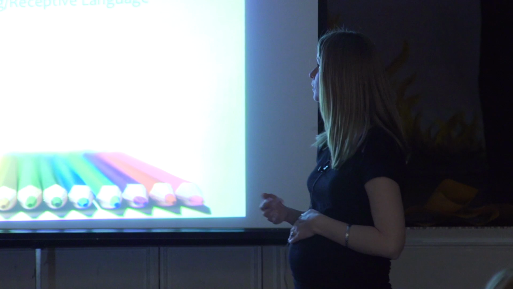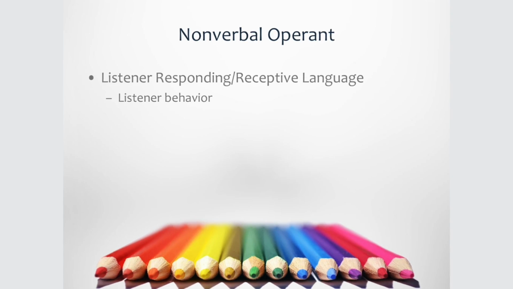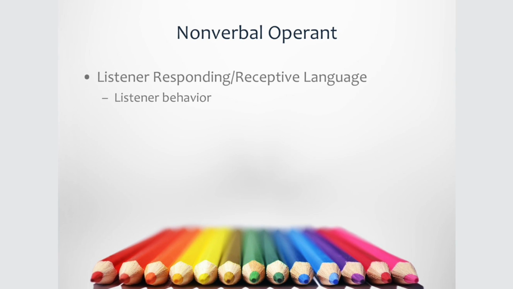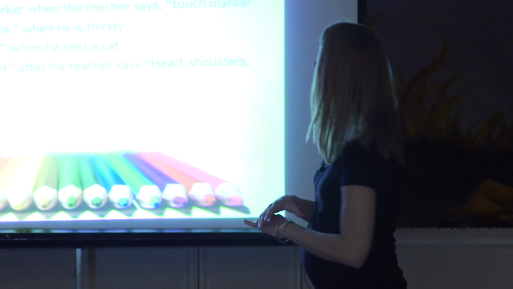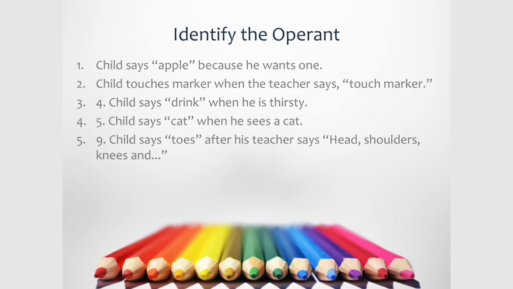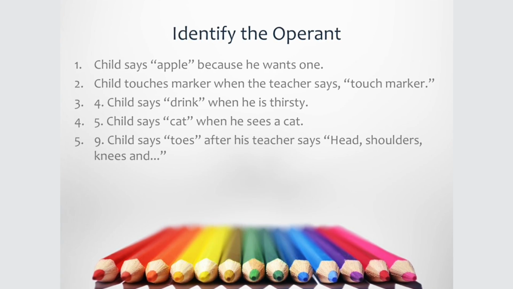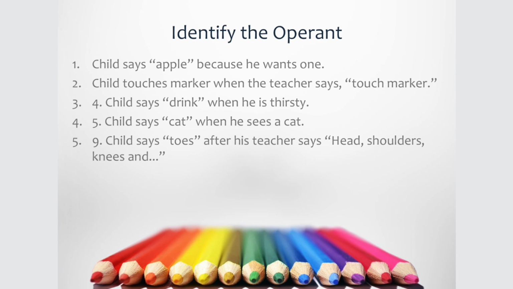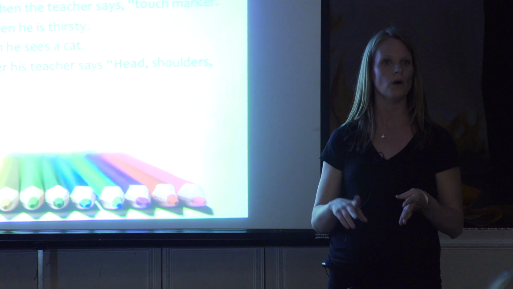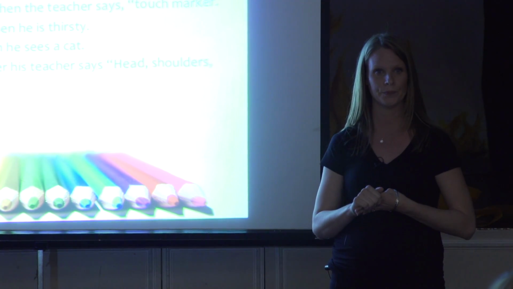There's also a nonverbal operant, which is listener responding or receptive language, so listener behavior, basically being able to follow instructions. We can do this as a group. So I want you guys to identify the operant. A child says apple because he wants one. What is that? Is that a mand, a tact, an intraverbal, or a listener behavior?